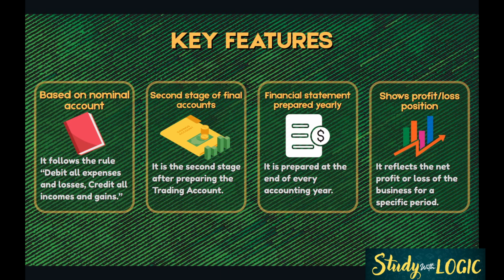The next point is that it is a type of financial statement which is prepared at the end of the accounting period. As we have already discussed, it's made once in a year, not throughout. The next one, it shows the profit or loss position of the business. It clearly tells you whether the business made a profit or faced a loss.